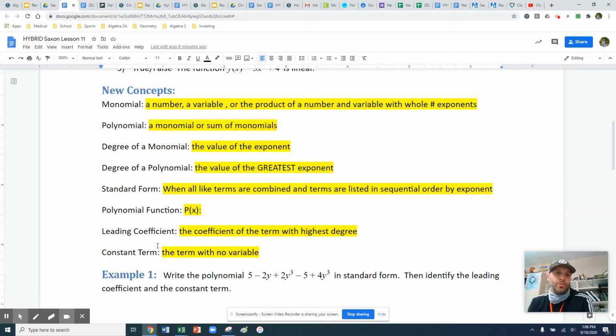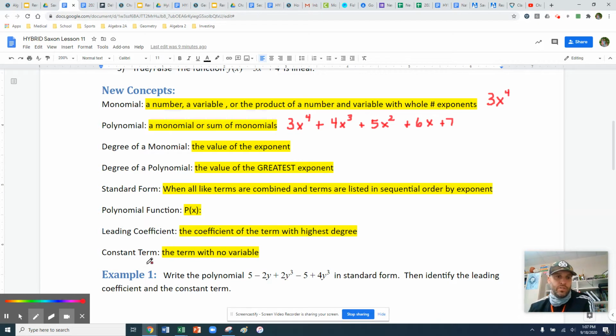To classify a polynomial, we have to know what the degree of the polynomial is, and then also how many terms are contained in the polynomial. Below are some new concepts, and we'll just hit some of the main points of each of these concepts. A monomial is a number, a variable, or the product of a number and a variable with whole number exponents. The prefix mono means one, so we're just talking about one term of the polynomial.